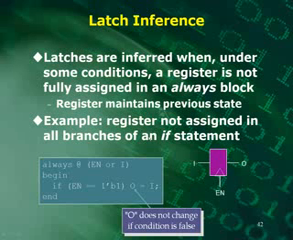So latches are inferred when under some conditions a register is not fully assigned in an always block. And so what happens is the register maintains its previous state. Here's an example. The register is not assigned in all branches of the if statement. So here I've said if enable equal 1, O equal I. Well, here I'm using the blocking statement, the equal sign. It's different for the non-blocking. If you're using this and you don't describe all of the conditions for it, then you may infer a latch.